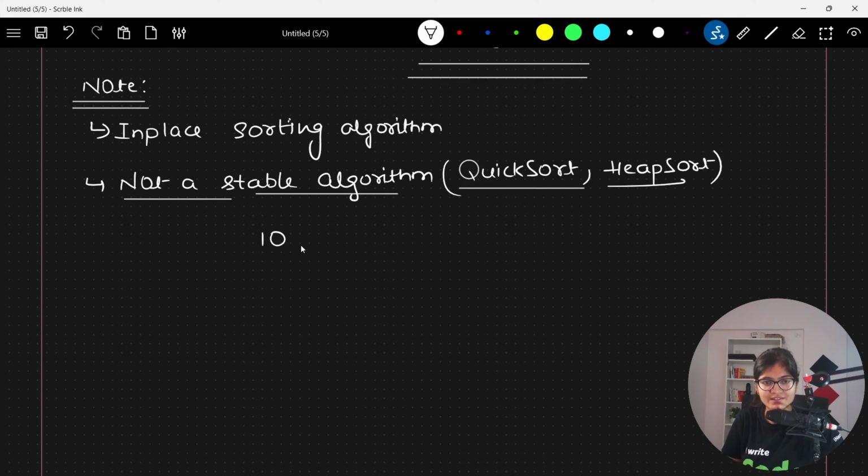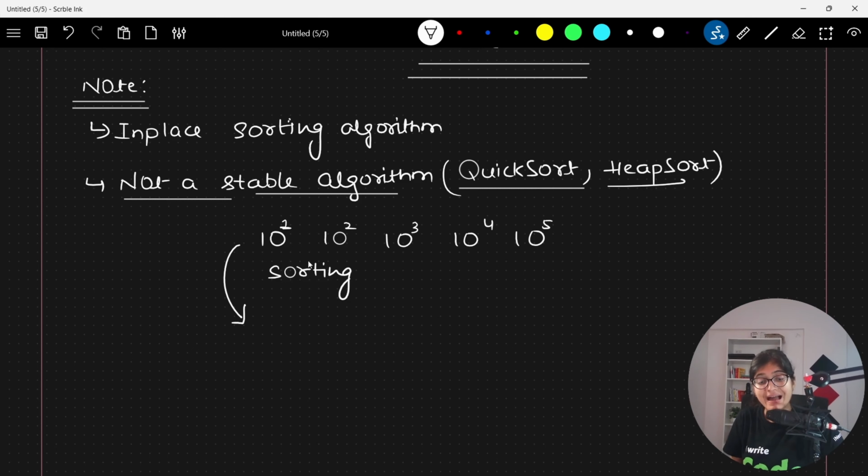Suppose I have the values 10, 10, 10, 10, 10. Obviously, these are the same numbers. For example, 10.1, 10.2, 10.3, 10.4, 10.5. Just for your distinguishment, you can write it like this. Try to apply the partition algorithm here. What does a stable algorithm say? It says that after applying the QuickSort algorithm, the pattern will remain the same. For example, 10.1 is coming first, so it should come first, 10.2 should come second, 10.3 third, 10.4 fourth, and 10.5 at the very end.